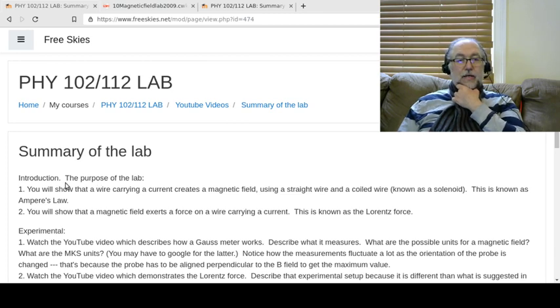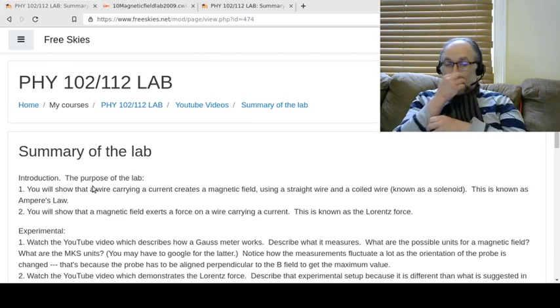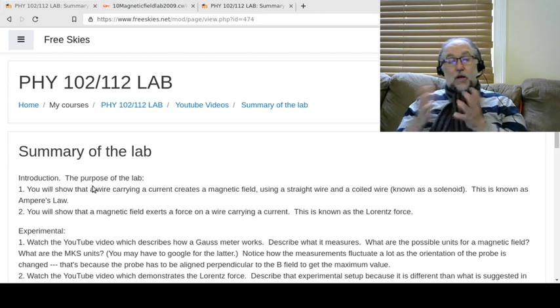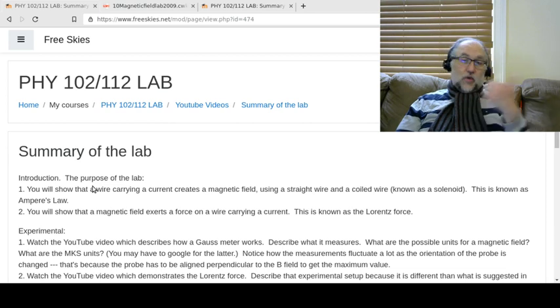So the first thing is in your introduction section, like always, try to always be concise but complete. Okay, what are you trying to do in this lab? What was the purpose of it? And as I said, there are really two purposes of it. One is to demonstrate Ampere's law, and the other one is to demonstrate the Lorentz force.